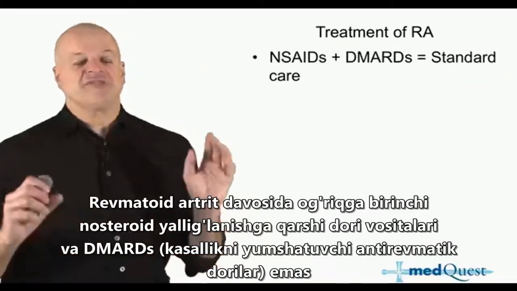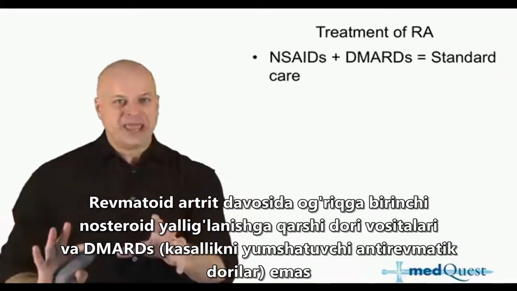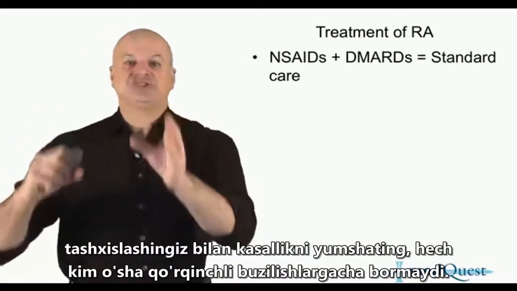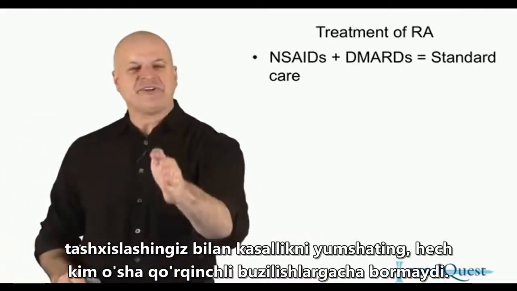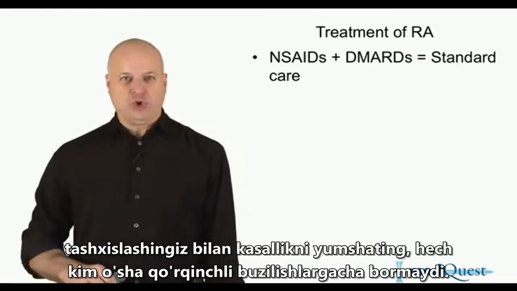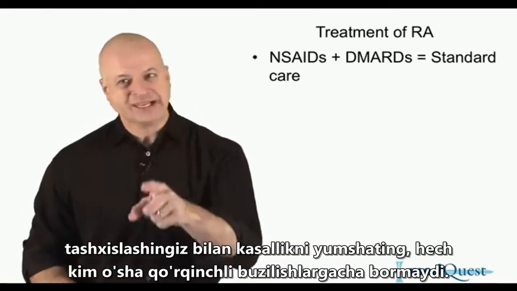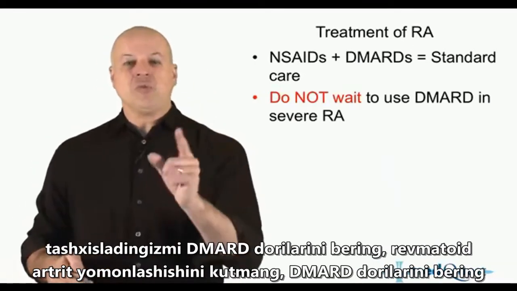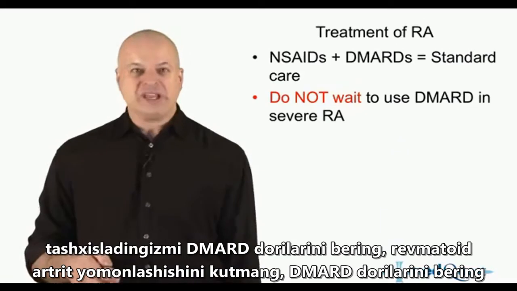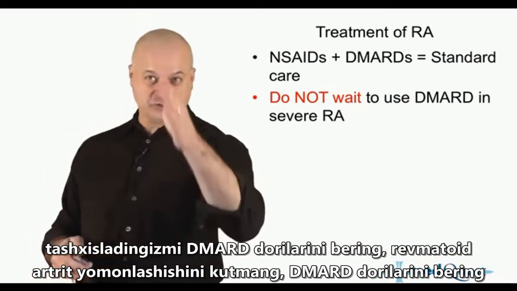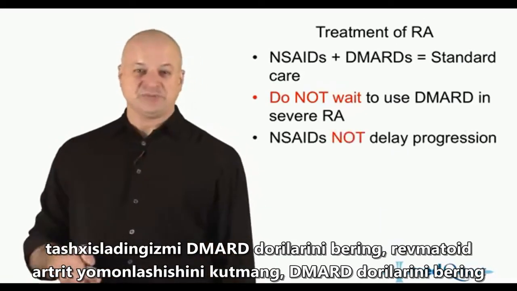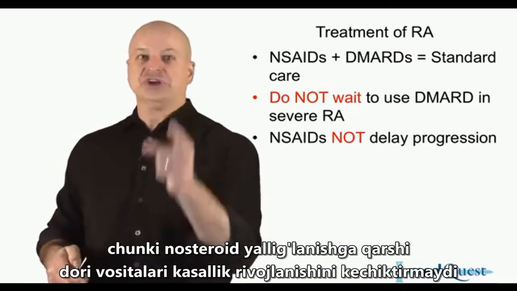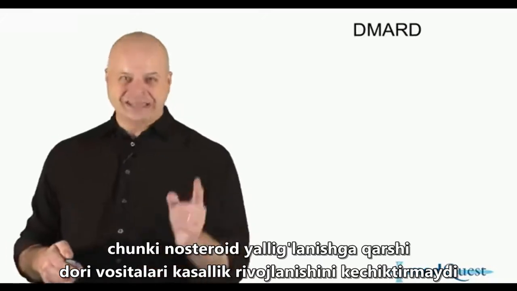Now the treatment. The first thing is this: non-steroidals for pain, and DMARDs, disease-modifying drugs. As soon as you've made the diagnosis, modify the disease. Nobody's supposed to get those horrible abnormalities anymore, so you make that diagnosis and you start the disease-modifying drugs right away. You do not wait to use them, because non-steroidals do not delay progression.